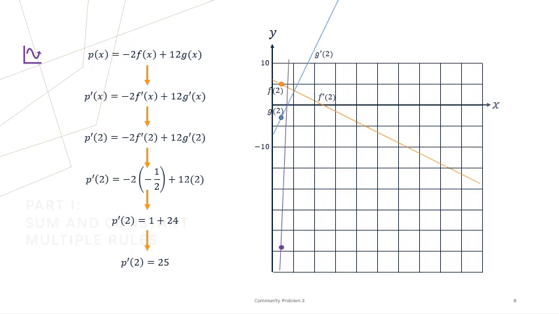Just throw that on the old graph there. The question: is it increasing, decreasing, or neither? Well, it's increasing at a rate of 25 units on the y-axis per unit on the x-axis.